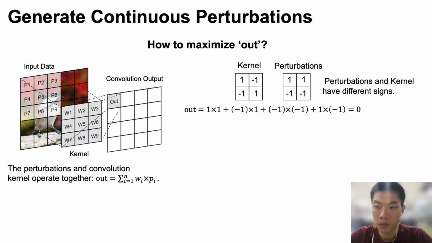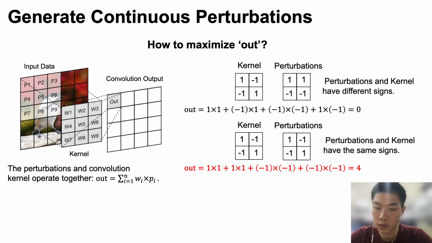To solve this problem, we first simplify this problem. Given a simplified kernel, positive 1 and negative 1 represent different kernel weights. If we generate perturbations whose size are different from the size of kernel weights, the operation result out is 0. In contrast, if we generate perturbations whose size are the same as the size of kernel weights, the operation result out is 4. Inspired by this, to maximize out, perturbations should have the same size as the kernel.